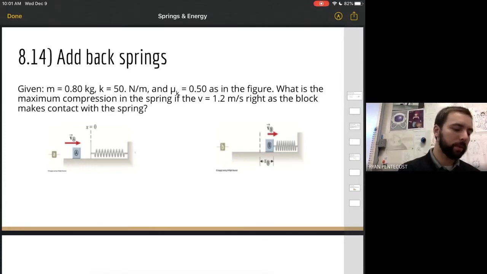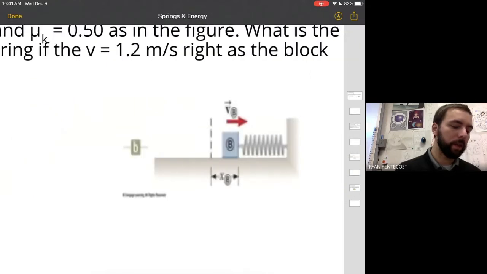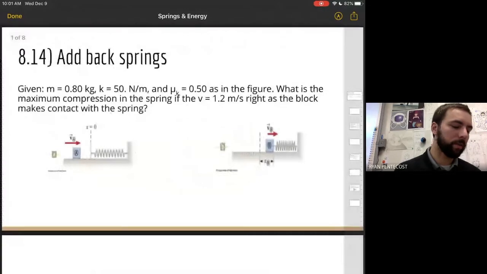So we have this block traveling with a velocity towards an unstretched, uncompressed spring at equilibrium. Then it is going to compress the spring a certain distance before it comes to rest. Given the information we have, the block is 0.8 kilograms. The spring has a spring constant of 50 newtons per meter. There is friction along the surface with a coefficient of 0.5. What is the maximum compression in the spring if the velocity is 1.2 meters per second right as the block makes contact with the spring?